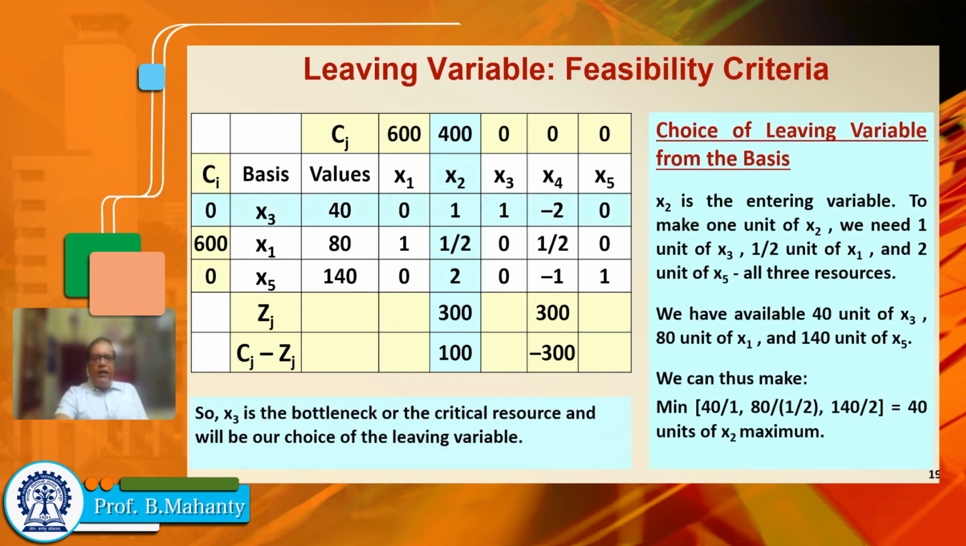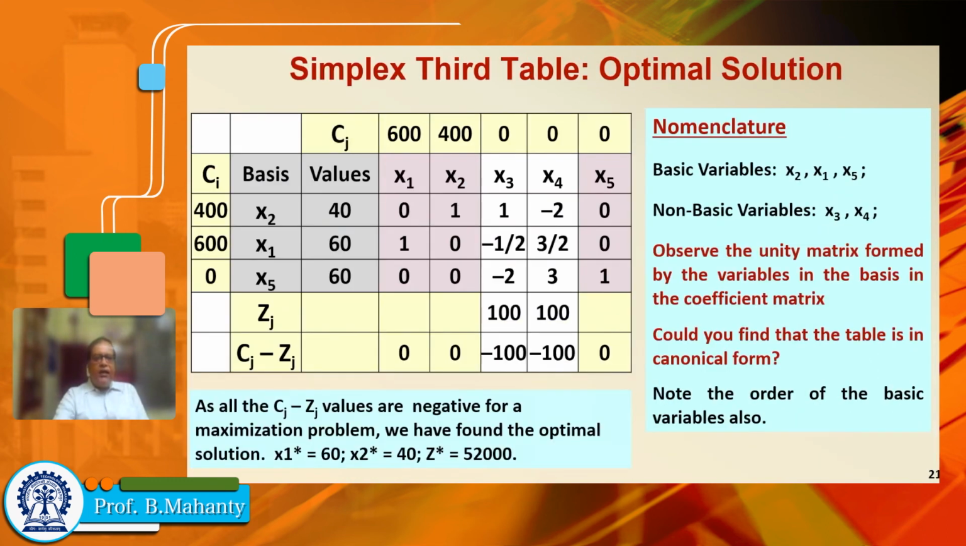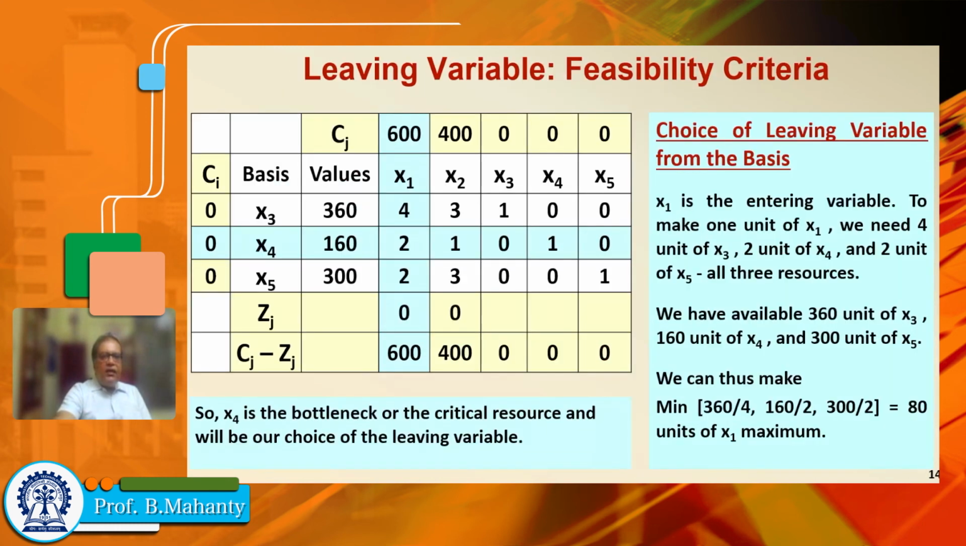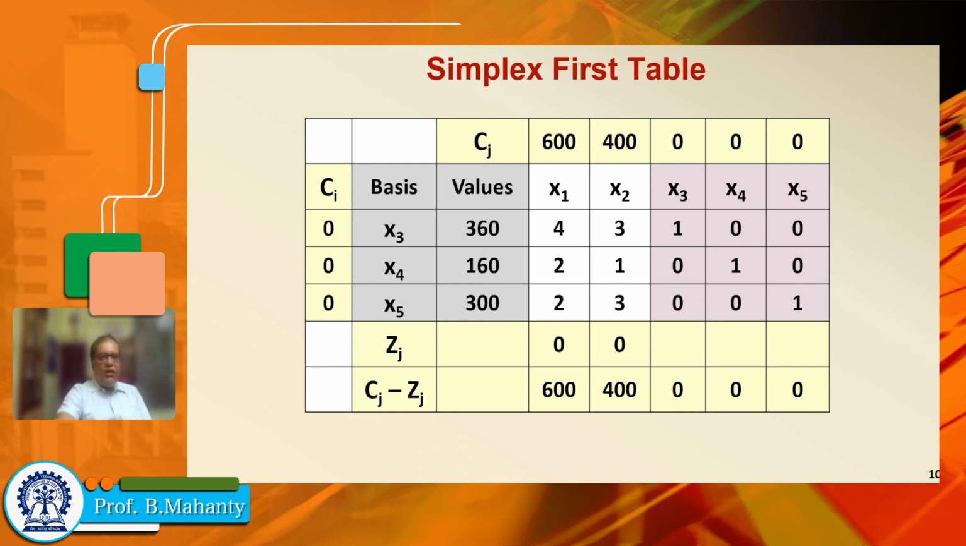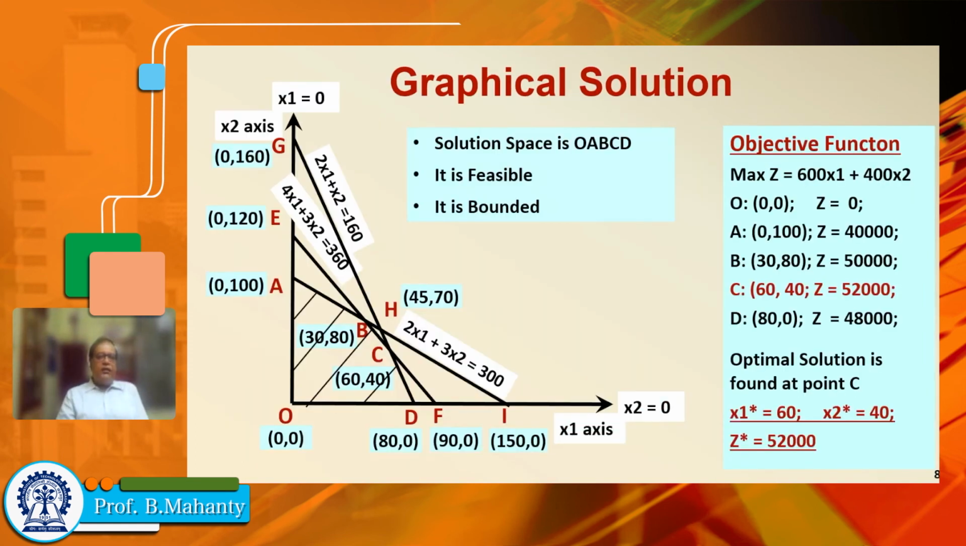And the optimal table, that is our simplex third table, at that time x1 is 60, x2 equal to 40 and z equal to 52,000, and both cj minus zj values are negative. That means in both x3 and x4 directions the profit is not going to improve. So you see these facts, let us look at the graphical solution once again and try to understand.